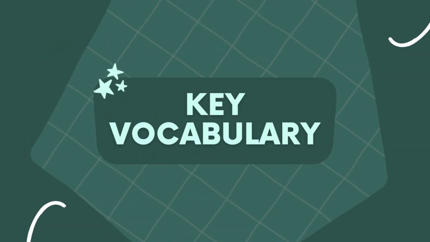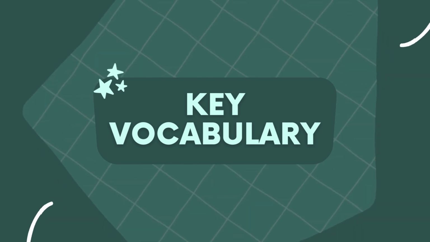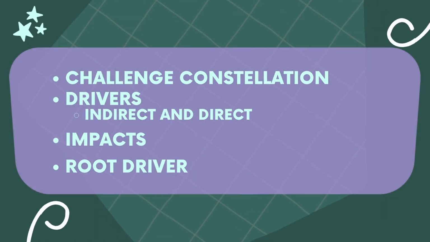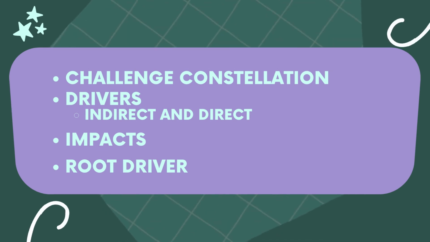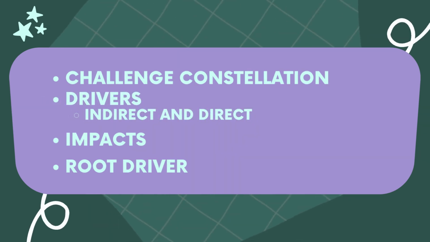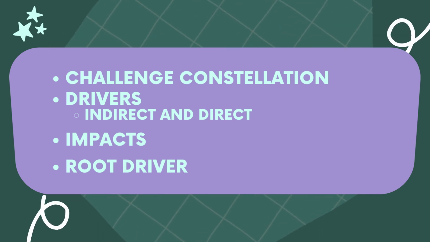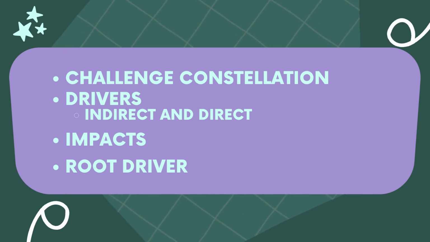Here's some key vocabulary you'll need to know for this step. The challenge constellation is a thinking map that helps you and others clearly see the complexity of the challenge. The challenge constellation documents the drivers of the problem. We use the word driver instead of cause because we aren't concerned with direct causation at this point in the process. We do want to consider multiple reasons or drivers that factor into the creation of the problem. We'll discuss direct and indirect drivers when we look at an example of a challenge constellation later.